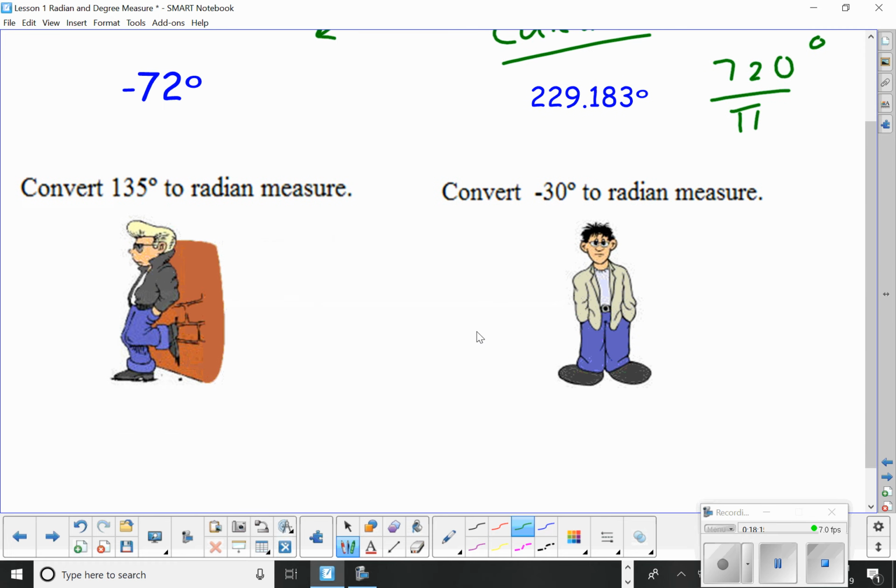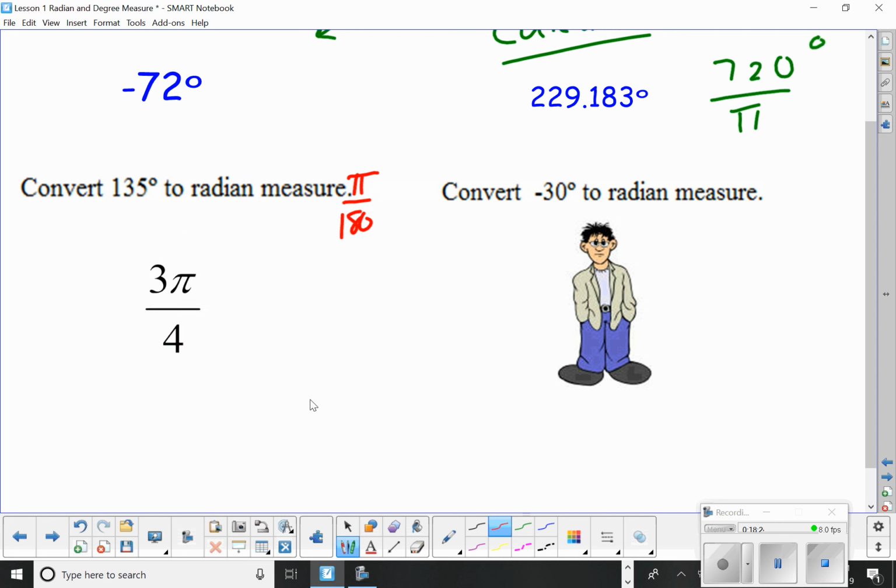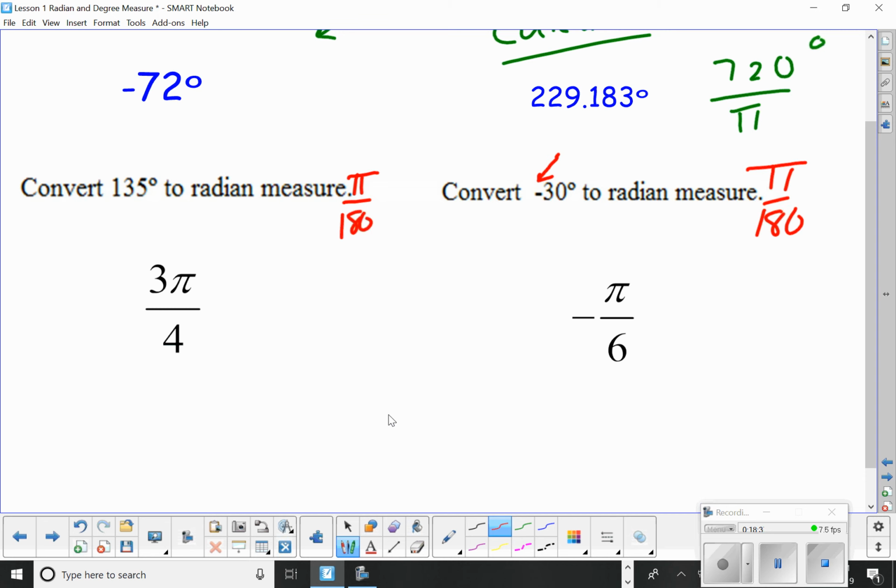Converting 135 to radian measure, this is going to be pi over 180 is what I'm going to multiply by, and you should have gotten 3 pi over 4. Negative 30, don't forget the negative sign. Multiply it by pi over 180, and your answer should be negative pi over 6. Everybody crushing it? I hope so.